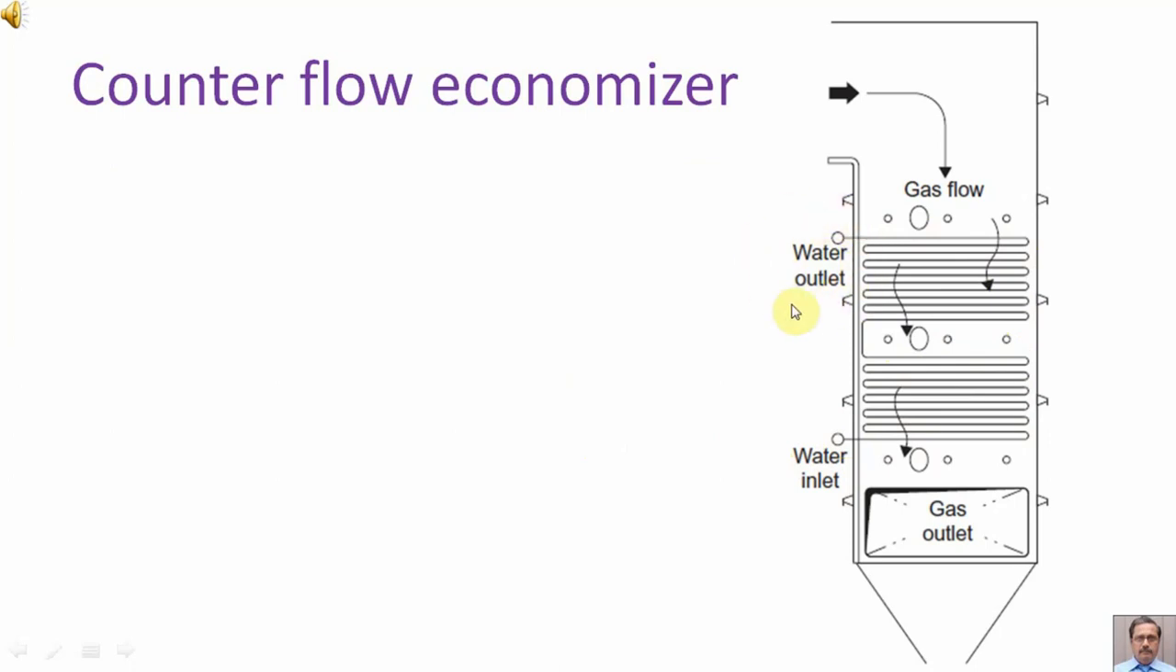water outlet. So here we can see that water is going upwards. The water inlet is down below and the water outlet is above. So the water is traveling upwards, and the gas flow is traveling downwards. So water and gas both are traveling in a counter flow direction.